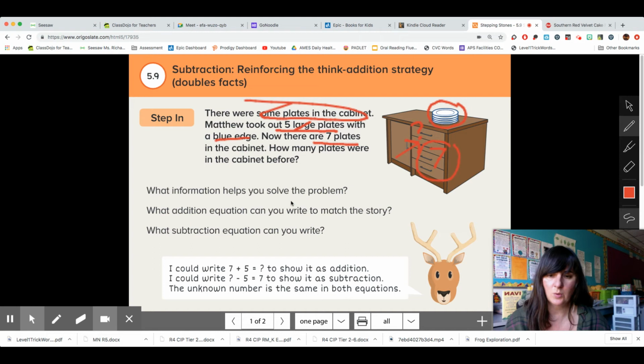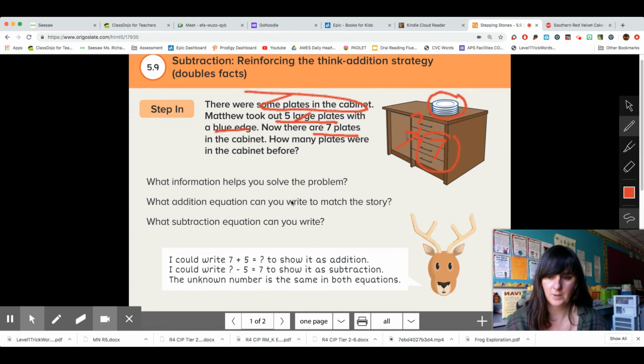What addition equation can we write to match the story, and what subtraction equation could we write? I could write 7 plus 5 equals something to show it as addition. I could write that something minus 5 equals 7 to show it as subtraction. The unknown number is the same in both equations.